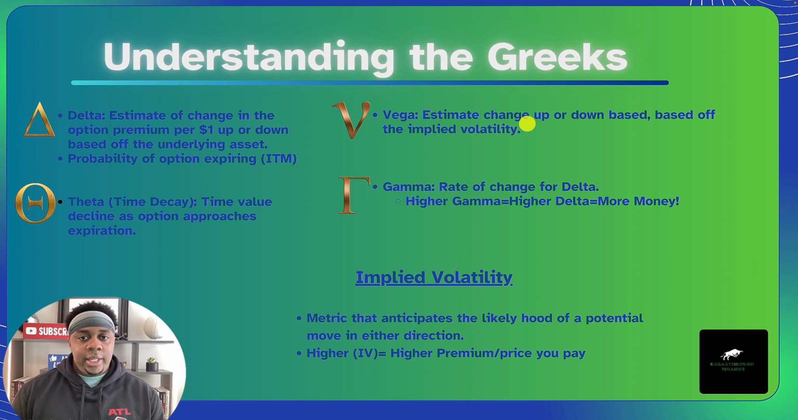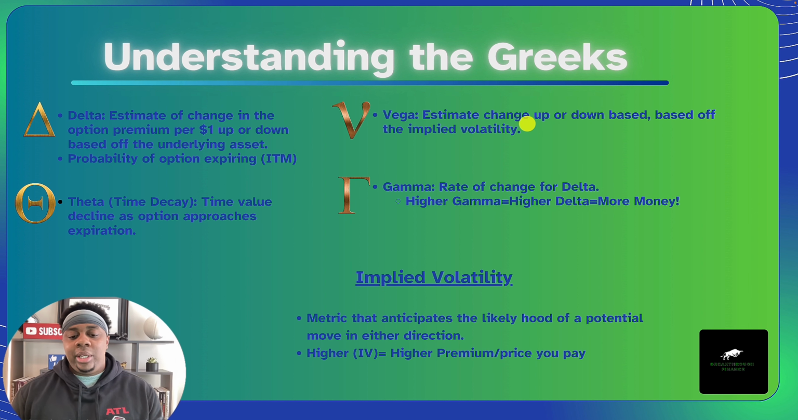Okay. So let's look at Vega. So that's the estimate change up or down based off the implied volatility. Okay. Then we have the Gamma. So that is the rate of change for delta. So in simple terms, the higher the Gamma, the higher the delta, the more money that you should make or lose. But hopefully we're making money doing all this.